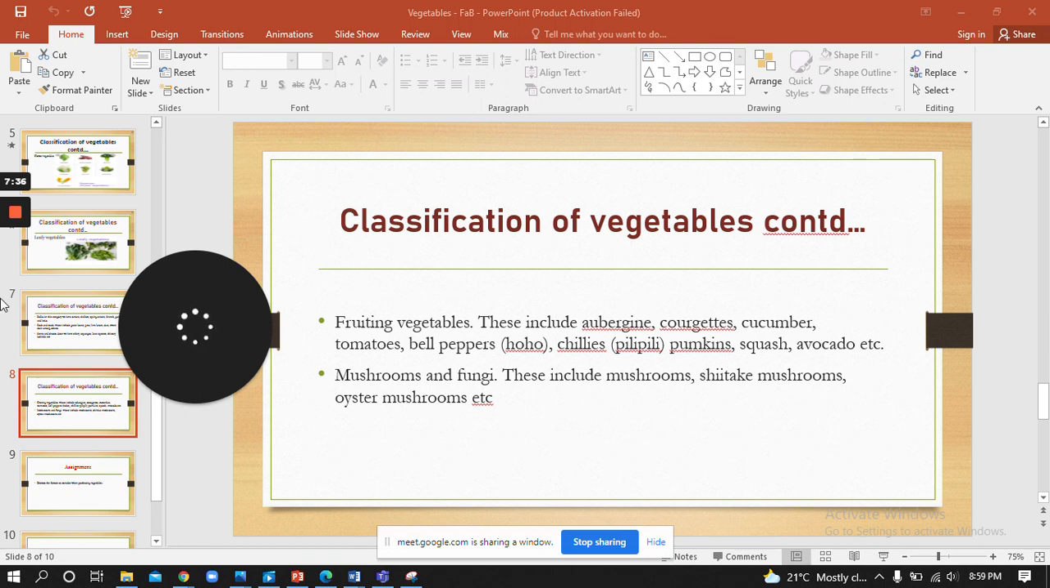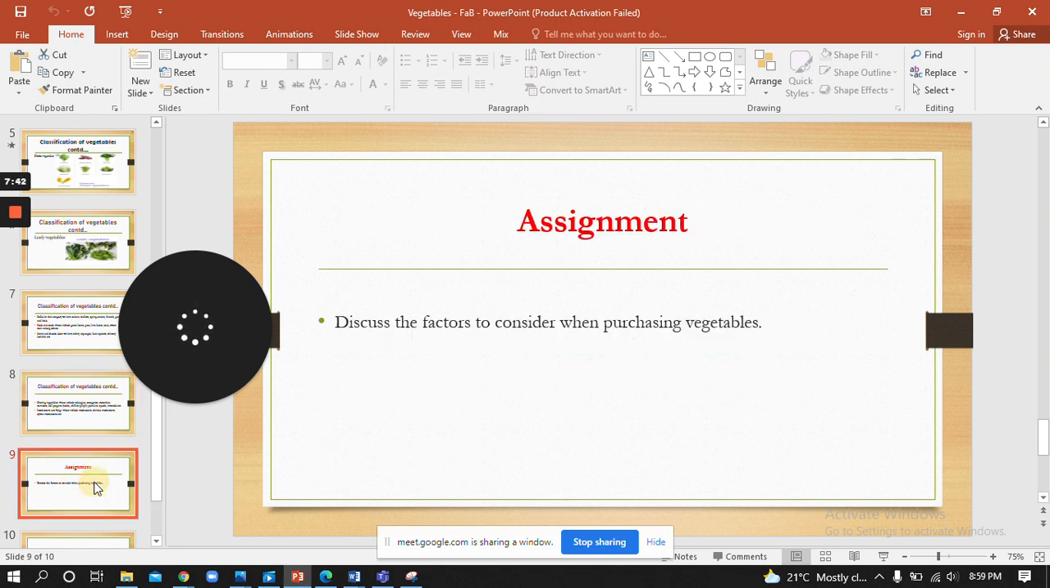Today, I will give you an assignment. I expect you to discuss the factors to consider when purchasing these vegetables. When you have gone to the market to purchase your vegetables, what exactly do you look at? Especially when you are not purchasing for your house, but for an establishment in which maybe you work. Exactly what do you look at? That is what I will expect you to have done by the time we meet for the next lesson. I need a comprehensive write-up, not a hurried one, and I expect everyone to have done that work.